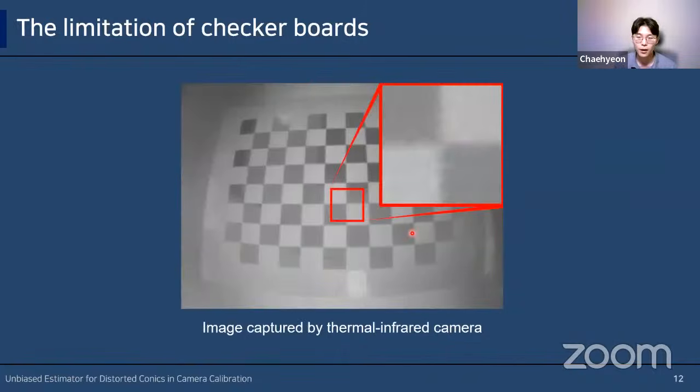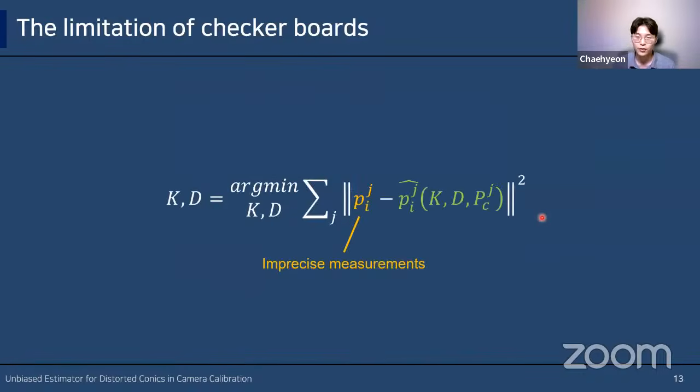Yep. And this phenomenon goes even further when we capture an image with a low contrast sensor, such as a thermal infrared camera. So this is the image captured by the thermal camera, and you see the corners of the black squares are very blurry. And returning to the main equation, now we know that in the case of the checkerboard, the yellow term measurement is inaccurate, which limits the overall accuracy.